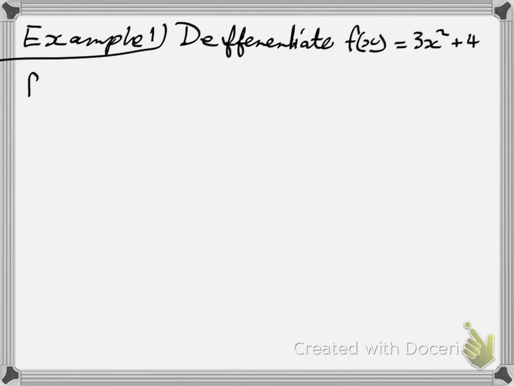So we can rewrite this as f of x is equals to 3x squared plus 4x to the power of 0, and then you can see the constant 4 is multiplied by x to the power of 0. X to the power of 0 is just the same as 1. That's why it's a constant. If it is like that, we can differentiate and see what happens.